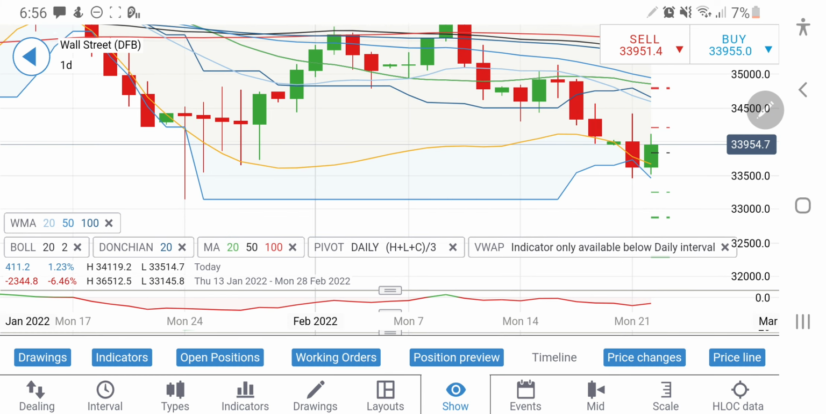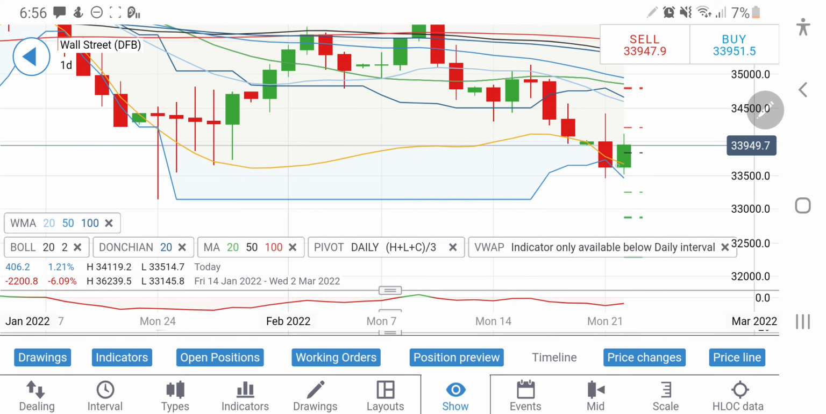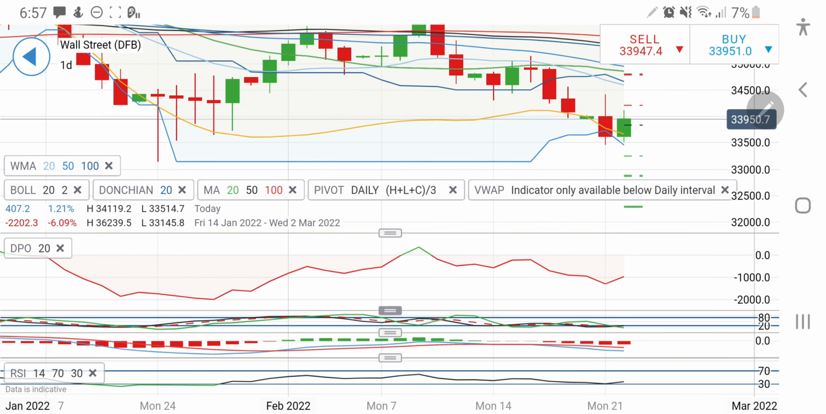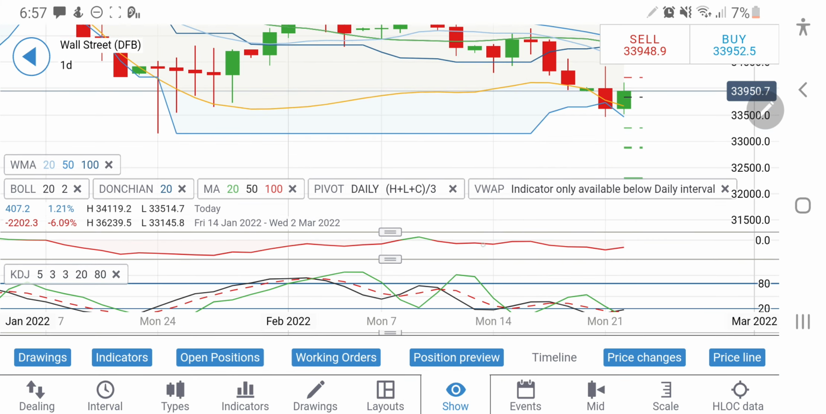Talking about indicators, it is trading at the bottom of the Bollinger Bands. The next resistance zone is only at 34,600 and 35,000 levels. On the downside there is a support at around 33,300 levels. If it continues to break, the DPO is trying to enter into green.